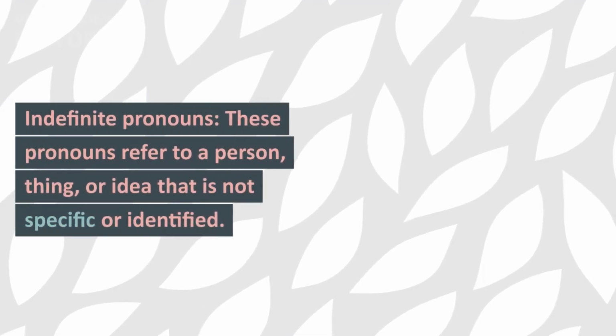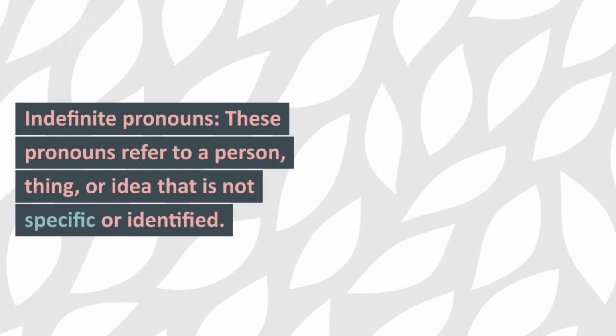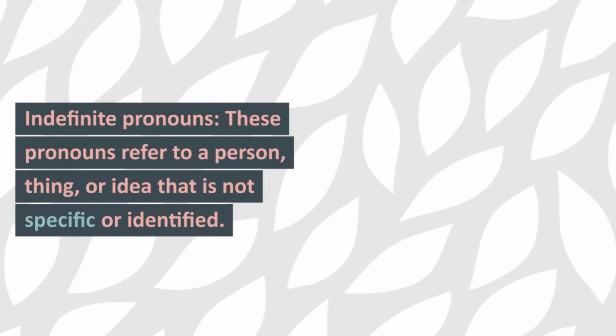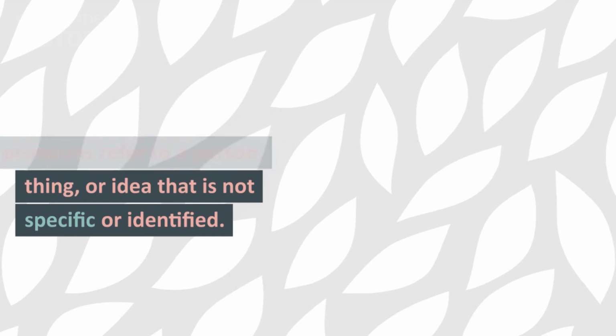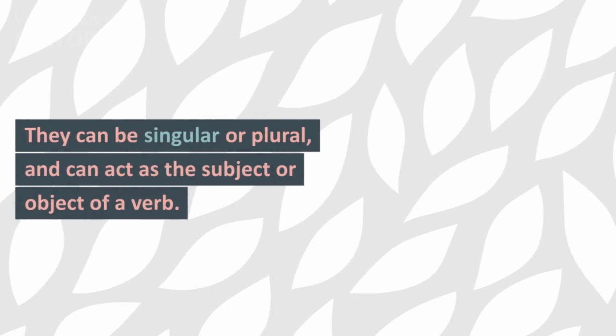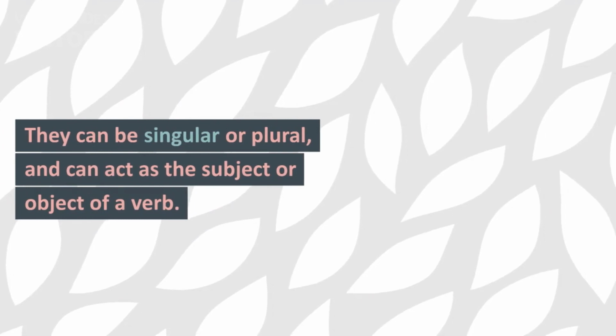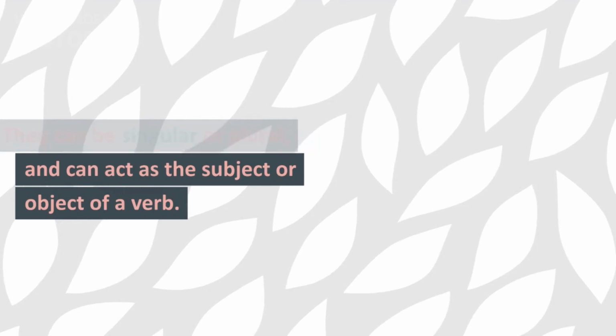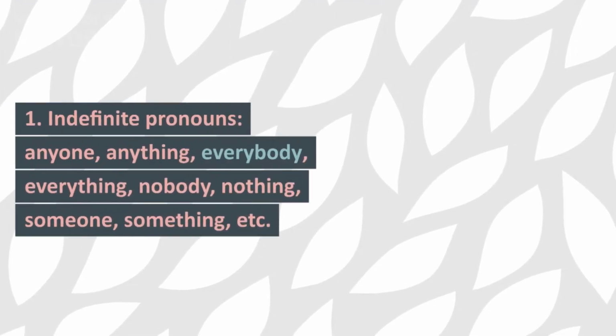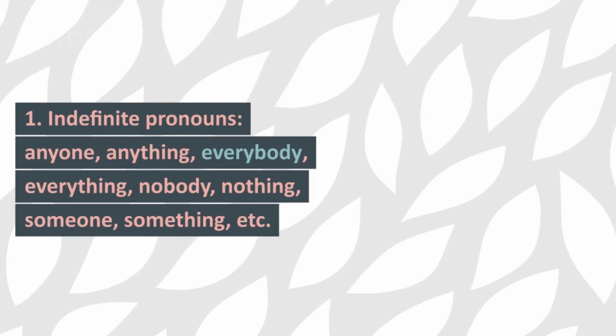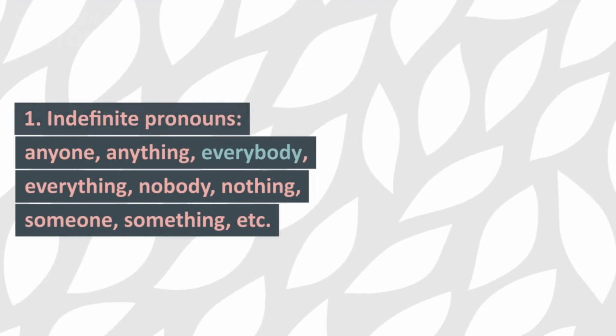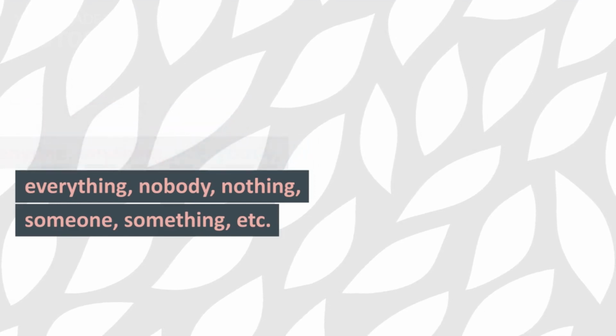Indefinite pronouns. These pronouns refer to a person, thing, or idea that is not specific or identified. They can be singular or plural, and can act as the subject or object of a verb. For example, 1. Indefinite pronouns: anyone, anything, everybody, everything, nobody, nothing, someone, something, etc.